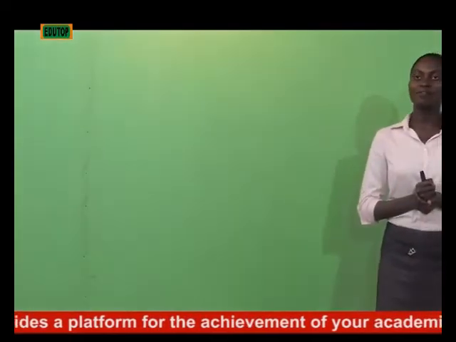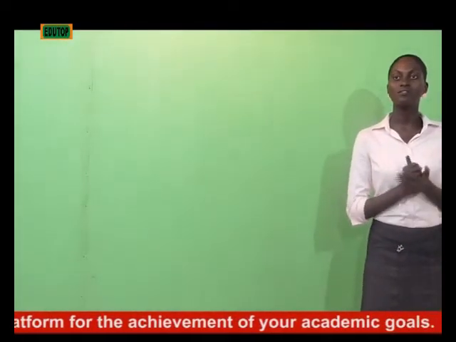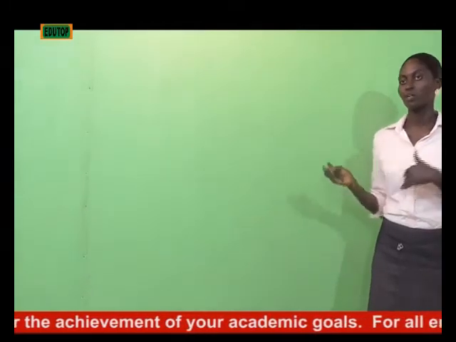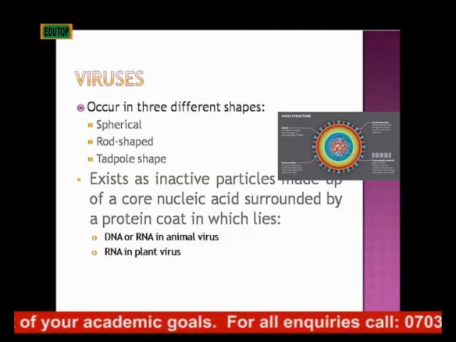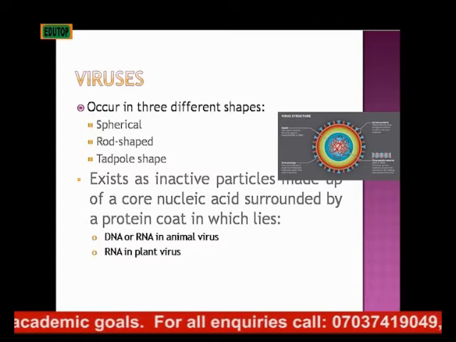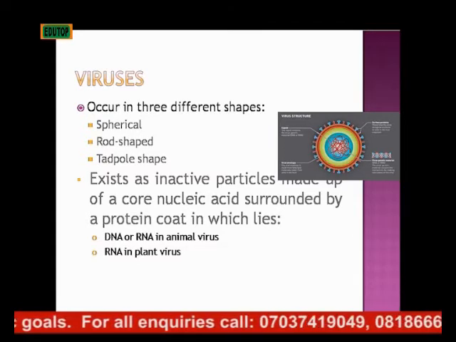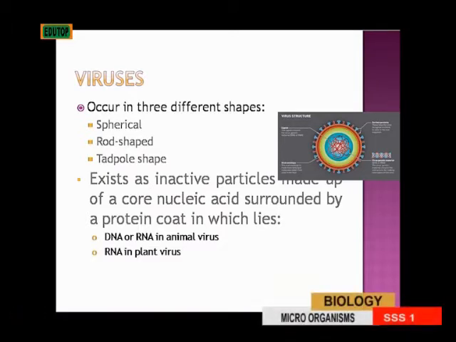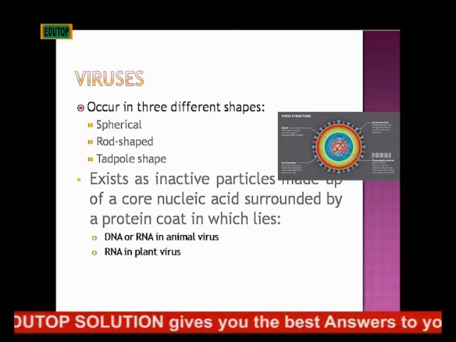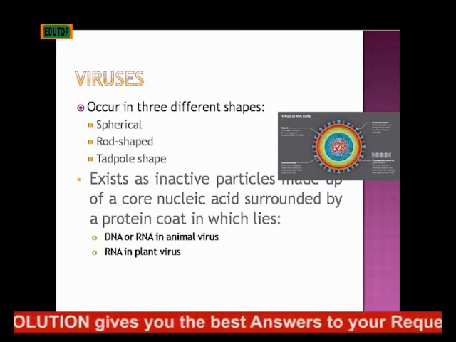Viruses, also like bacteria, occur in three different shapes: spherical shaped viruses, rod shaped viruses, and tadpole shaped viruses.